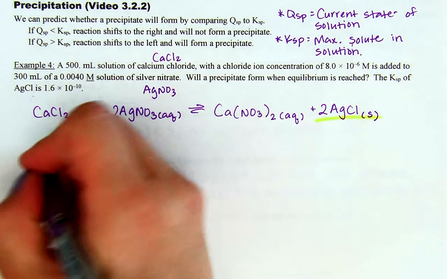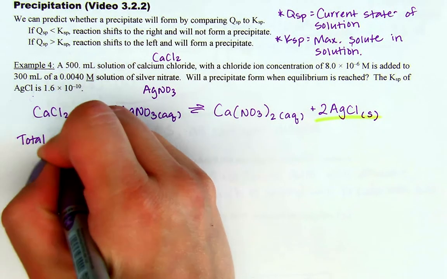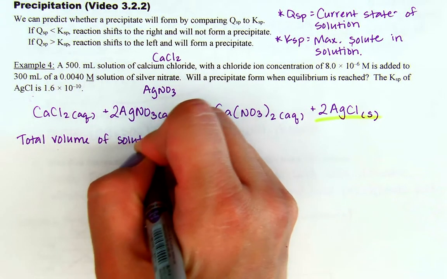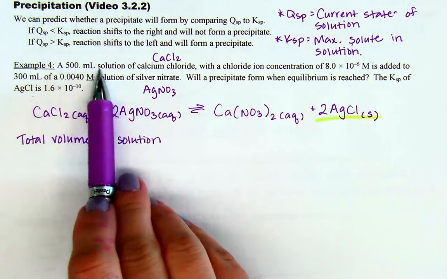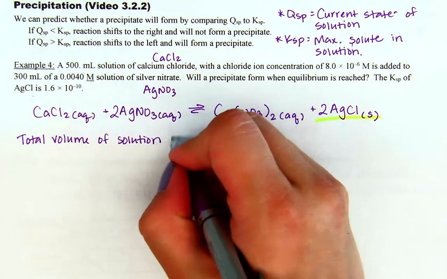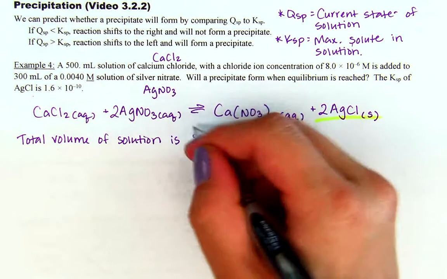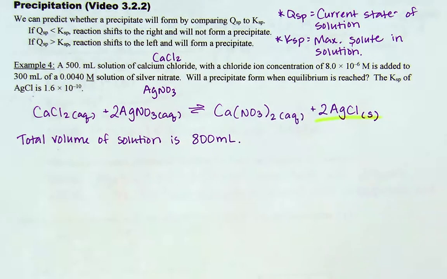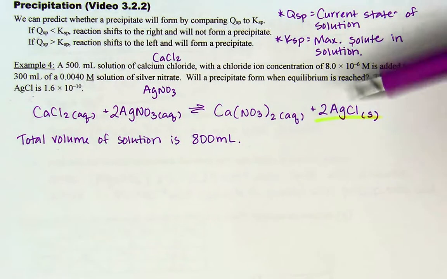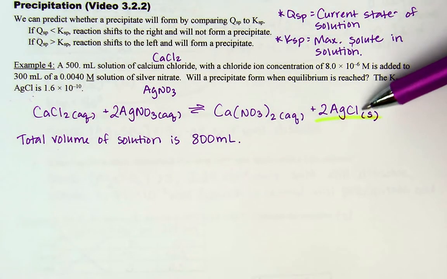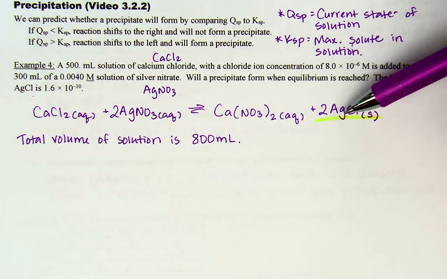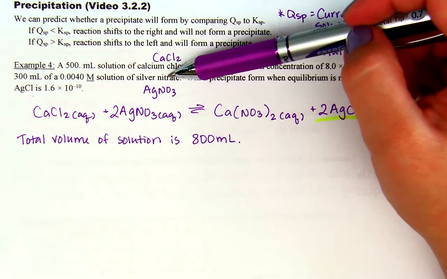Okay, so first thing, my total volume of solution, I need to find here. Well, I had 500 milliliters of calcium chloride and 300 mL of silver nitrate. So the total volume of solution is 500 plus 300, that's 800 milliliters. Now I need to figure out my QSP. I need to figure out how much chloride is in my solution right now from the calcium chloride, and how much silver is in my solution from my silver nitrate.